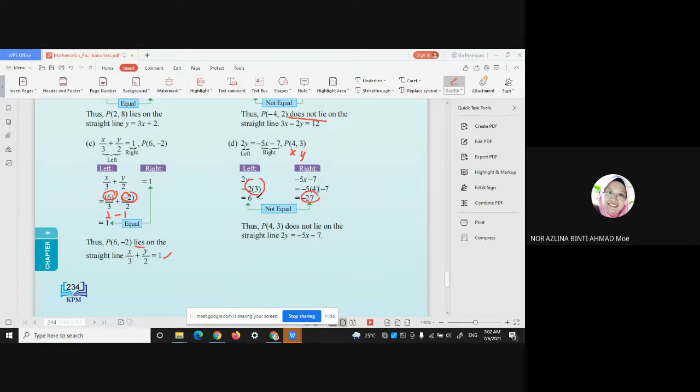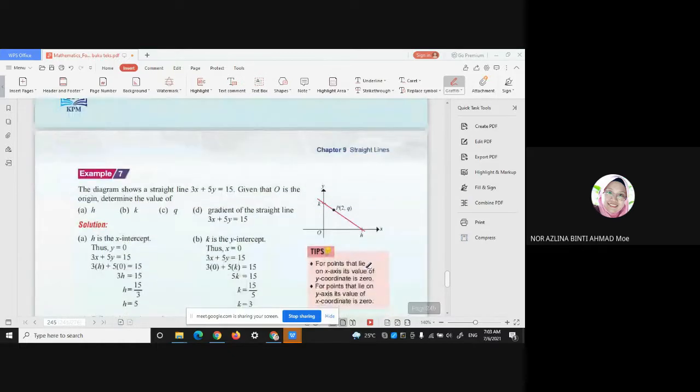So the left hand side is 6. The right hand side is negative 27. So this is not equal. You can write 6 is not equal to negative 27. So point P does not lie on the straight line 2y equal to negative 5x minus 7, because of this answer, 6 is not equal to negative 27. The left hand side is not equal to the right hand side. Okay, next example 7.